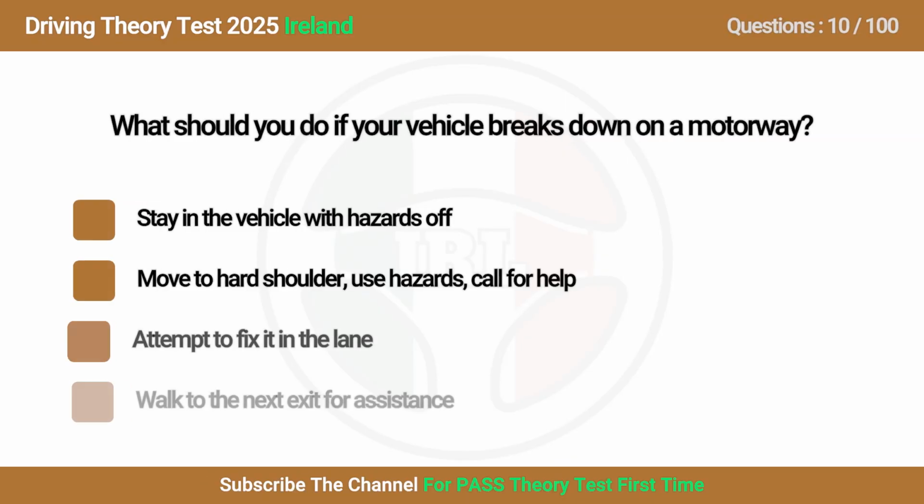Question 10. What should you do if your vehicle breaks down on a motorway? A. Stay in the vehicle with hazards off. B. Move to hard shoulder, use hazards, call for help. C. Attempt to fix it in the lane. D. Walk to the next exit for assistance.